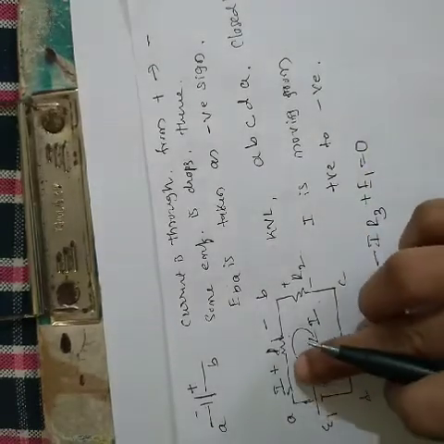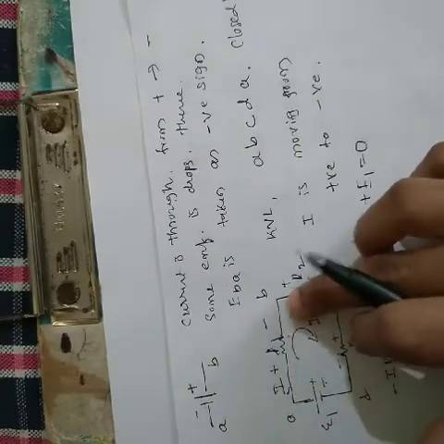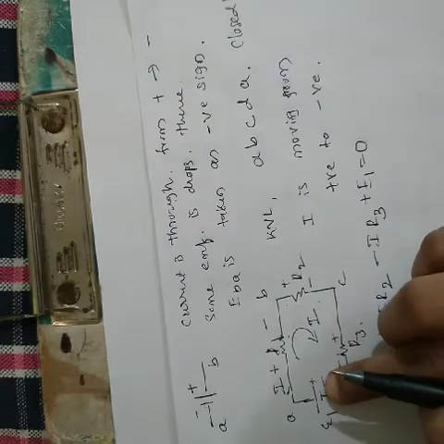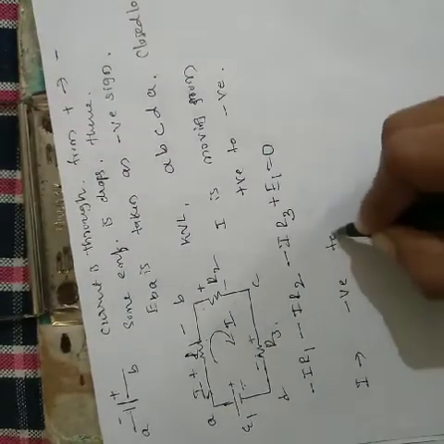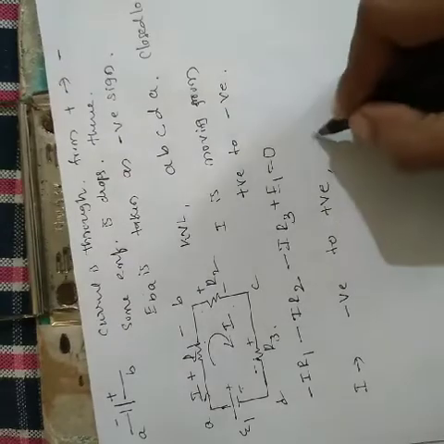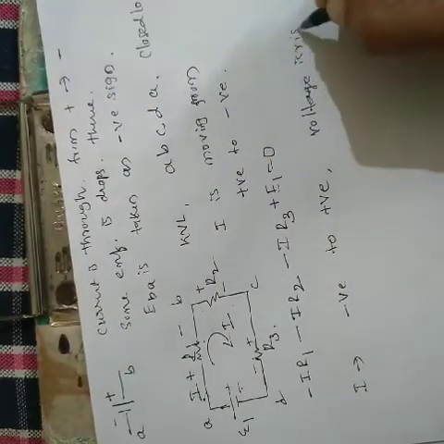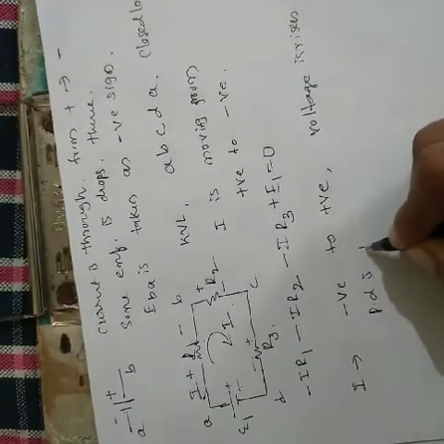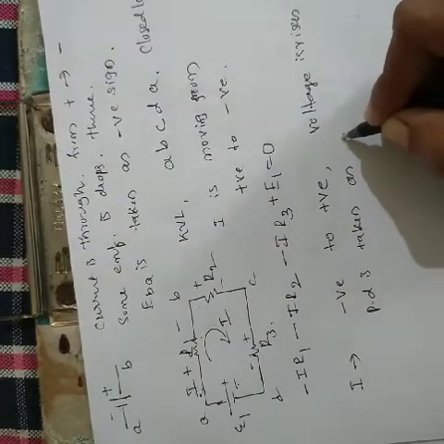If current is moving from positive terminal to negative terminal, some voltage will be dropping across each resistance, then EMF rises. If current is moving from negative terminal to positive terminal, voltage rises, means potential difference is taken as positive sign.